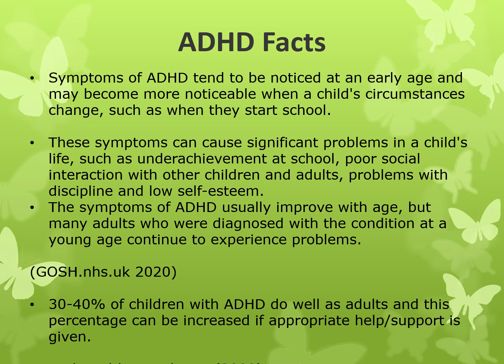These symptoms can cause significant problems in a child's life, such as underachievement at school, poor social interaction with other children and adults, problems with discipline, and low self-esteem. The symptoms of ADHD usually improve with age, but many adults who were diagnosed with the condition at a young age continue to experience problems. 30 to 40% of children with ADHD do well as adults, and this percentage can be increased if appropriate help and support is given.